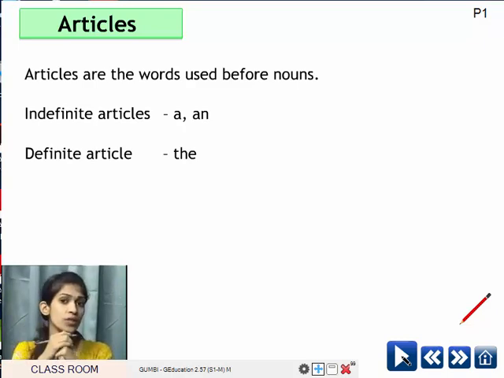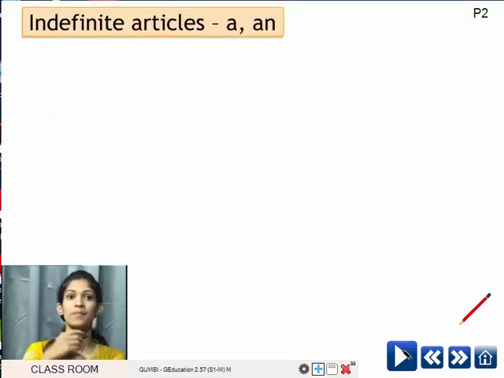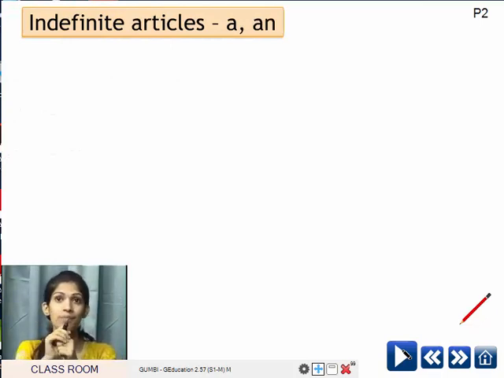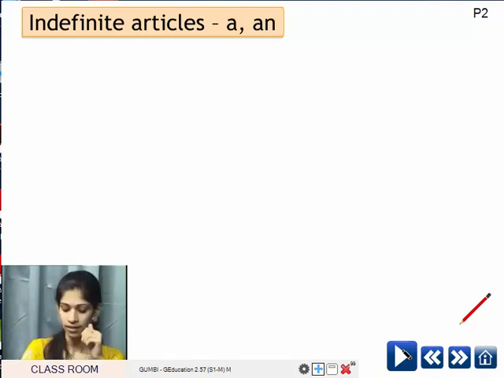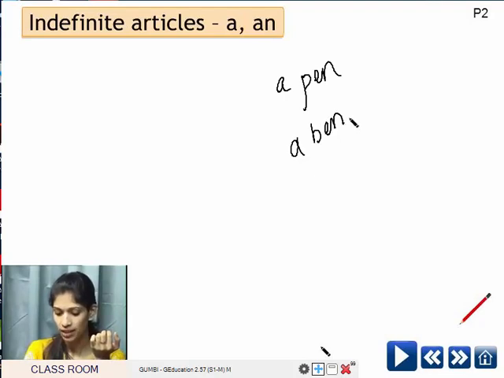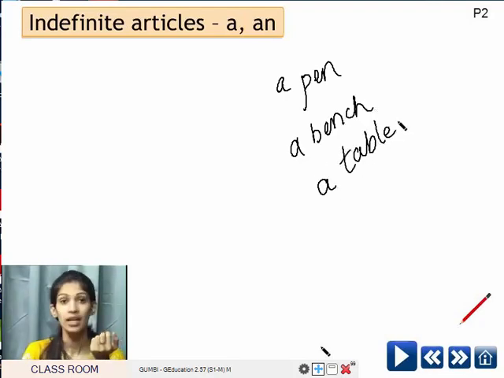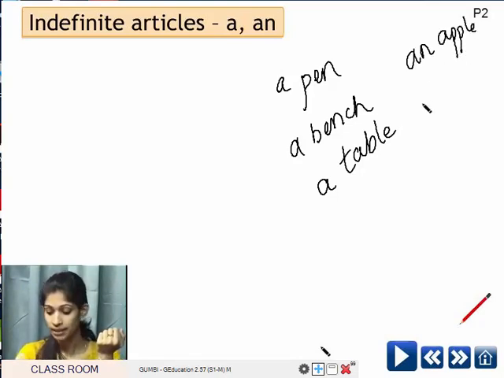Now tell me children, where do we use the indefinite articles a and an? Yes. We use the indefinite article a before a singular countable noun that begins with a consonant sound. Where do we use an? Yes, the article an is used before a noun that begins with a vowel sound. So a book, a pencil, a pen, a bench, a table, right? And an apple, an umbrella.